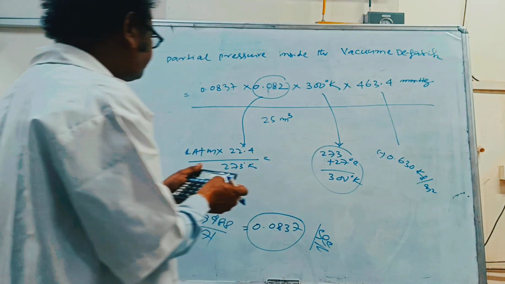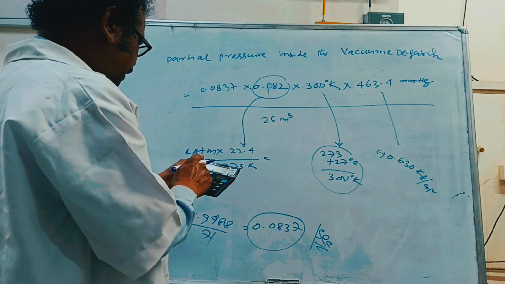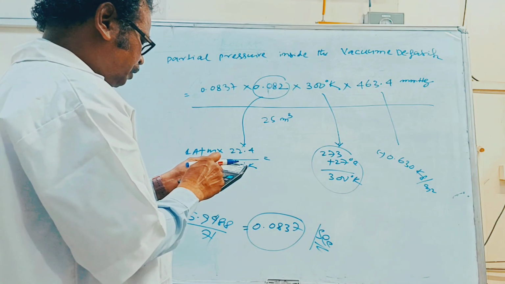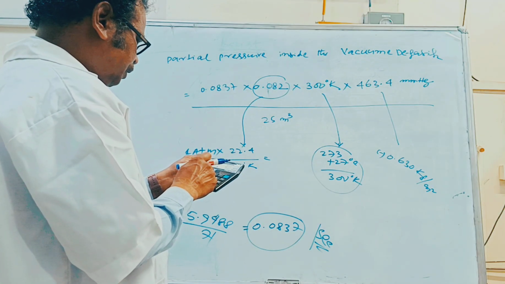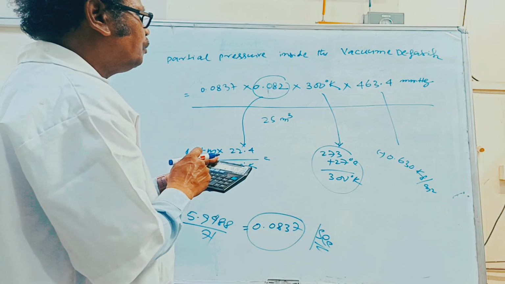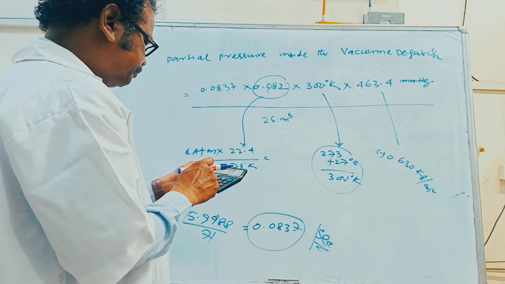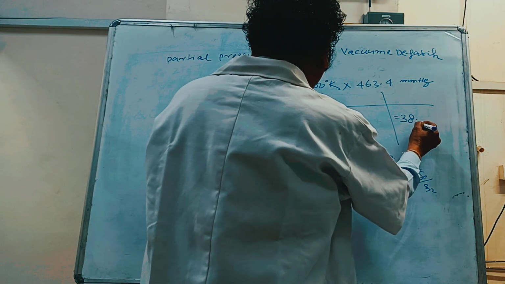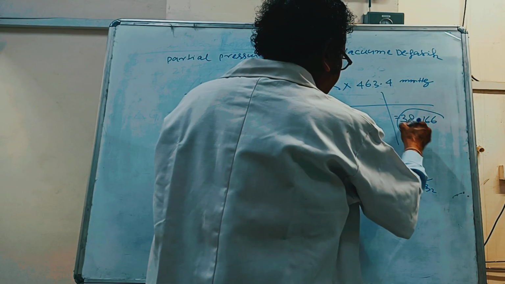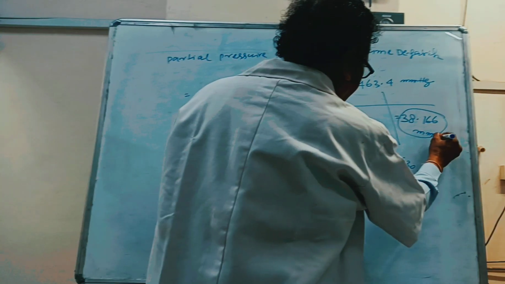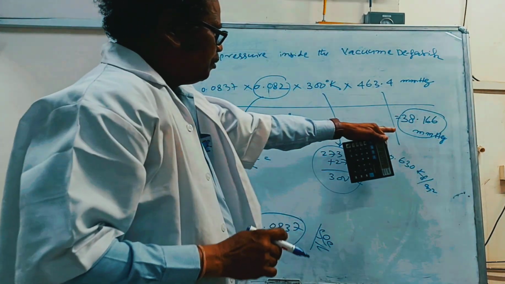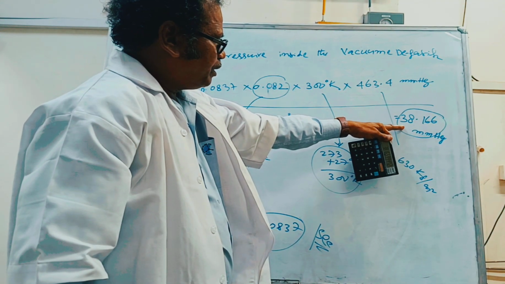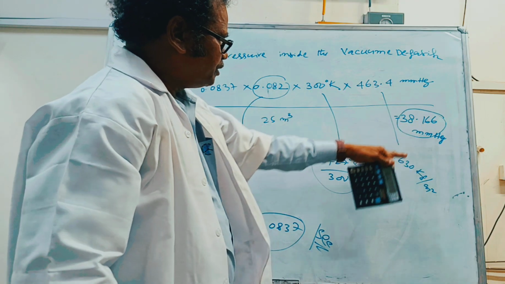Now we will find out 0.0837 into 0.082 into 300 into 463.4 divided by 25, which is equal to 38.166 mm Hg. This is the partial pressure inside the vacuum degasifier, 38.166 mm Hg. Now we will convert it.